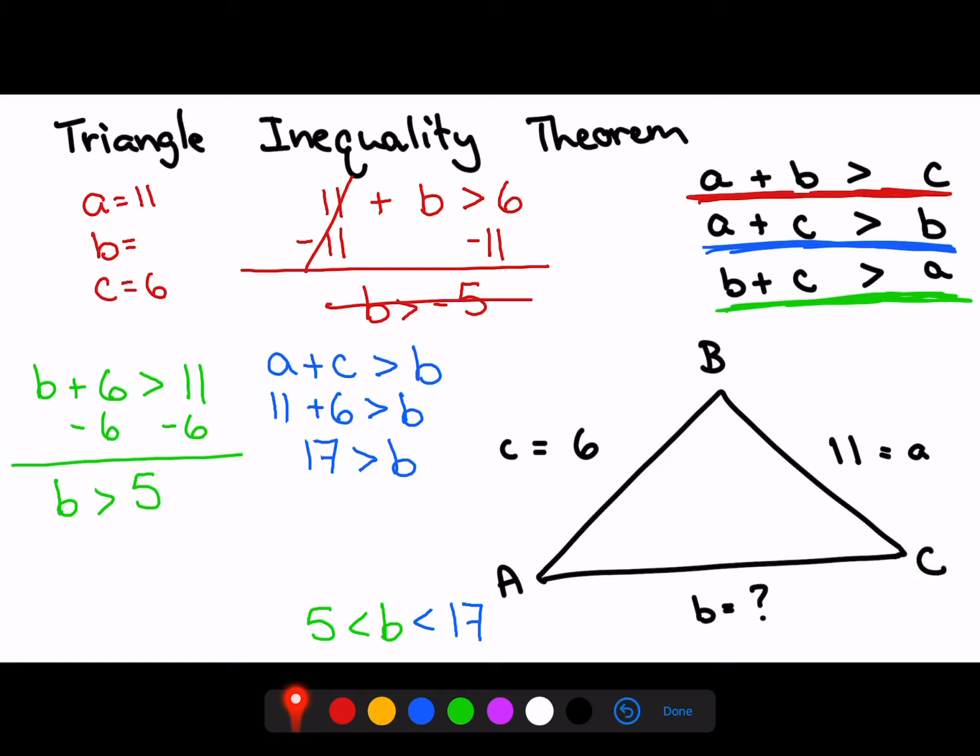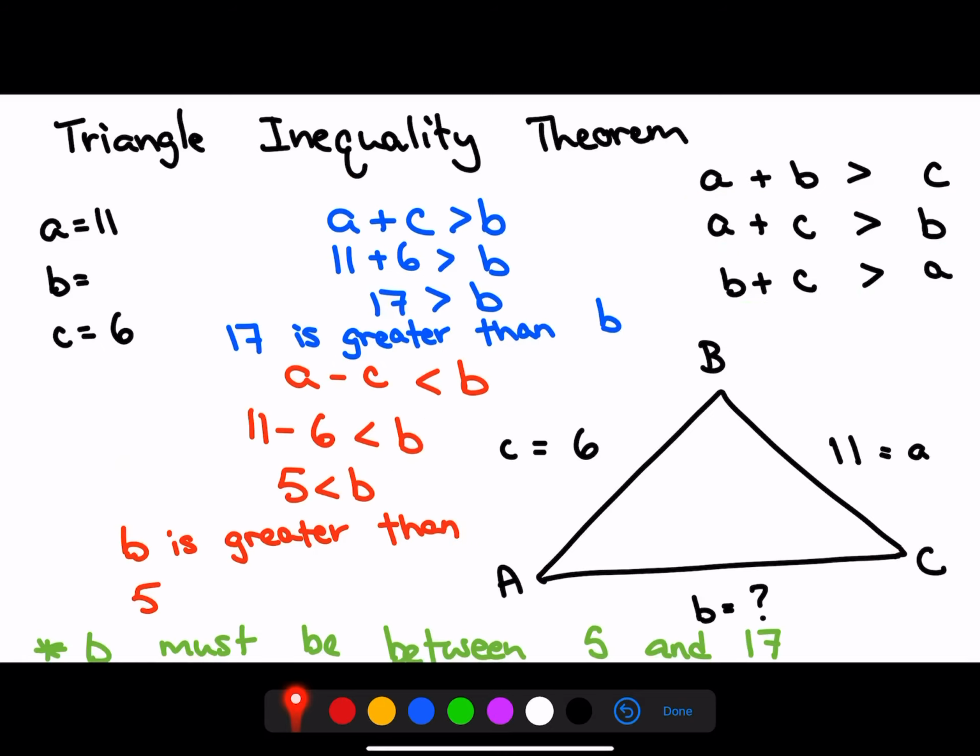Try out the other two equations. We're looking for the positive answers here, because the positive answers are telling us, hey, this line segment has a distance. If it's a negative answer, then of course we can't have negative distance. So again, b must be between 5 and 17.